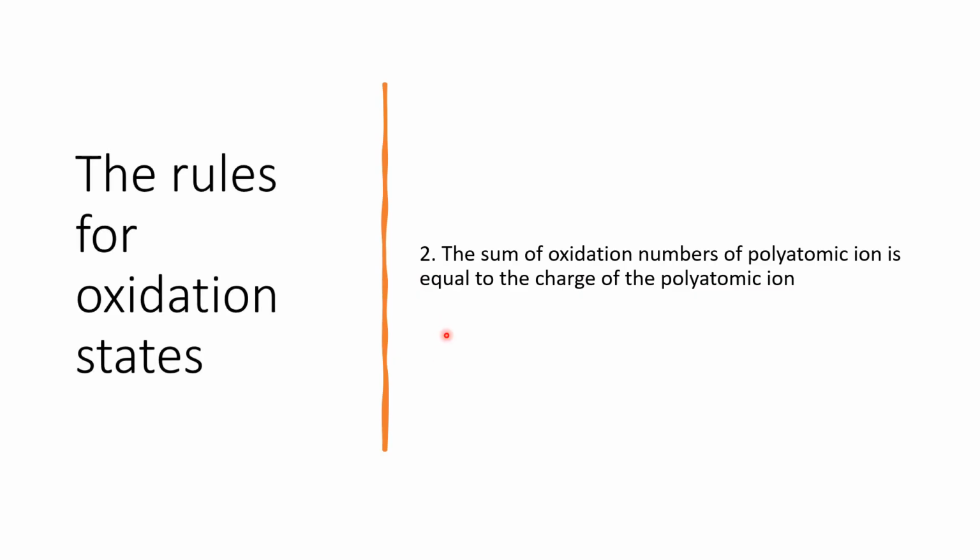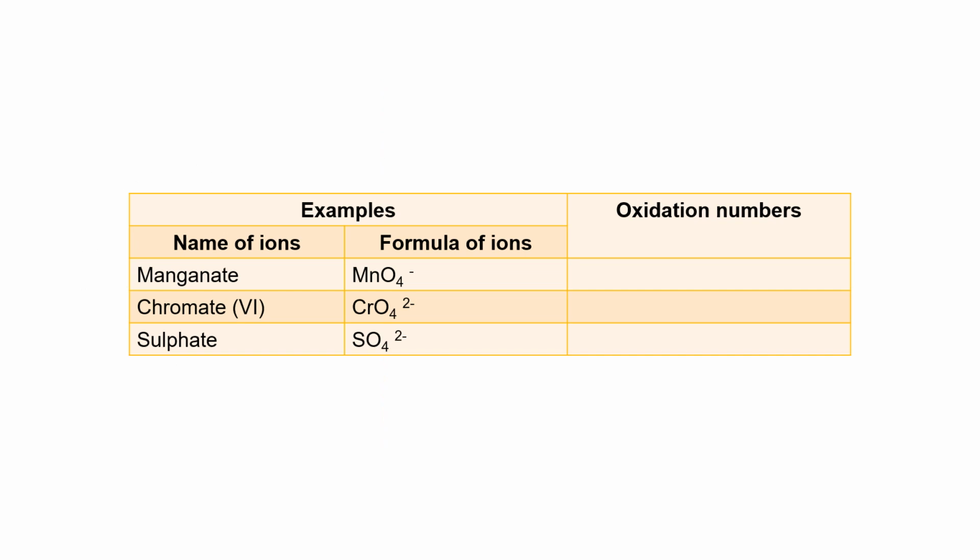Rule number 2: the sum of oxidation numbers of a polyatomic ion is equal to the charge of the polyatomic ion. The sum of oxidation numbers means the total oxidation number of the polyatomic ion. Poly here means more than one atom combined together to become an ion. Let's take a look at the examples.